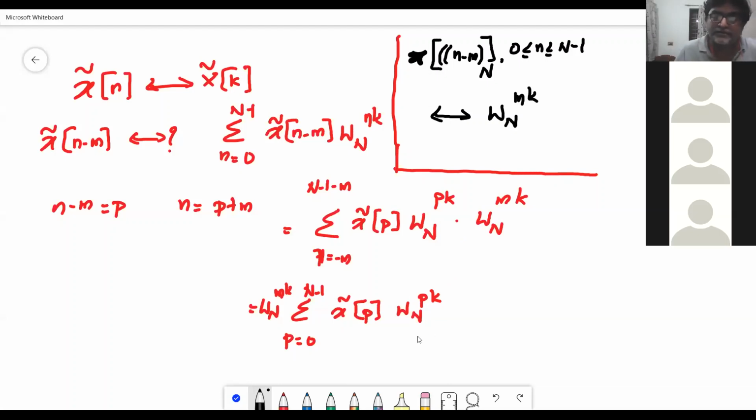So this is in fact your X of k. This expression is X of k because you are only looking at 0 less than or equal to n less than or equal to N minus 1. Is it understood? Yes, sir. Okay. So now we have proved the circular shifting property of the discrete Fourier transform.